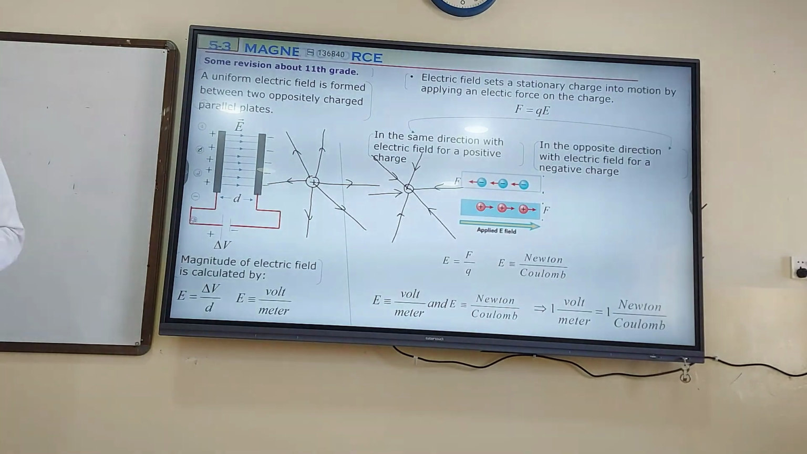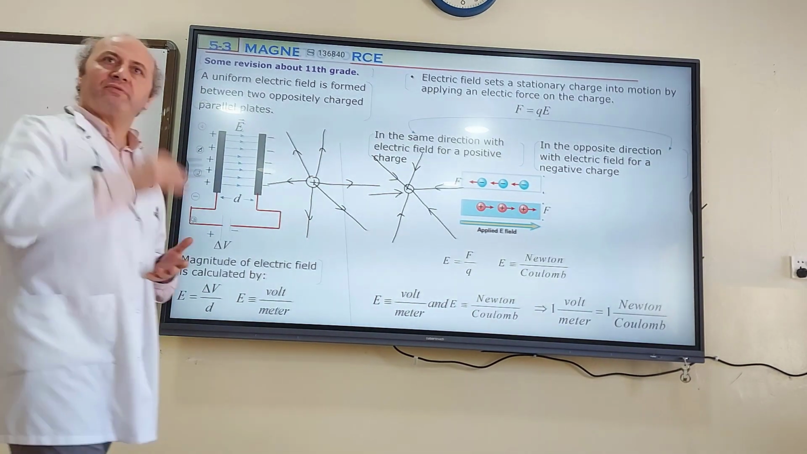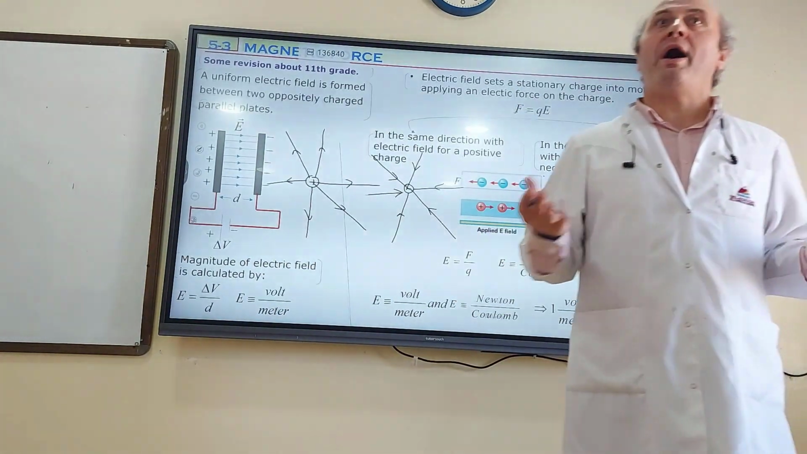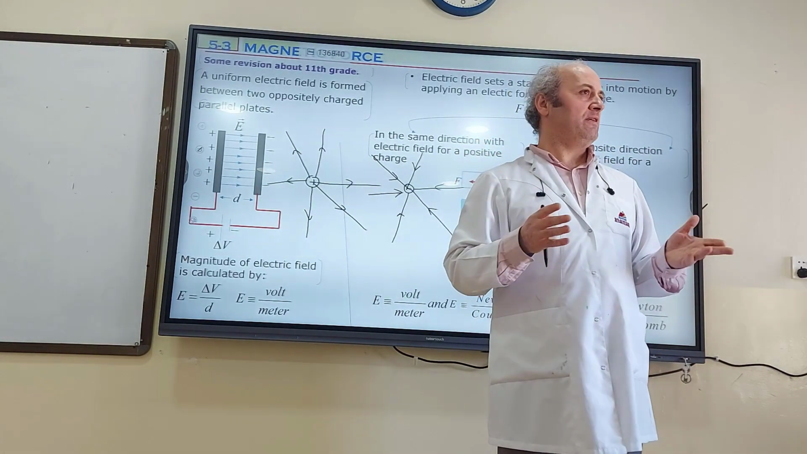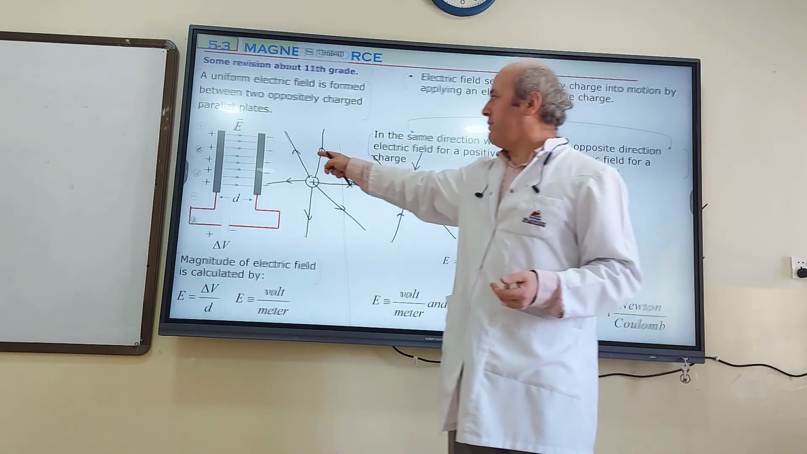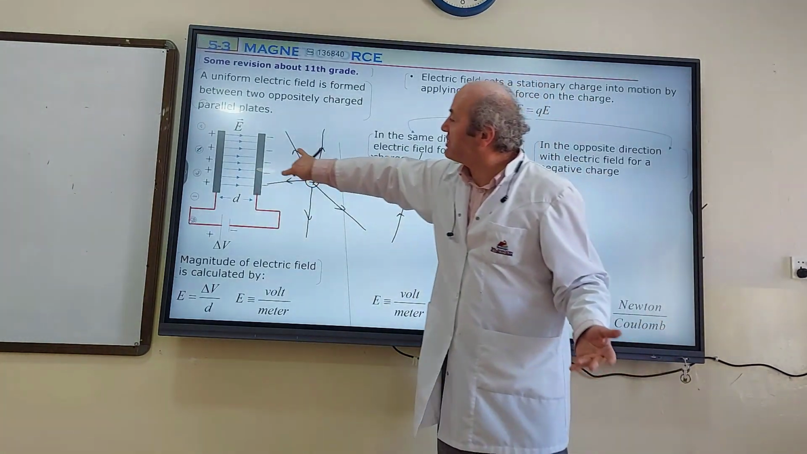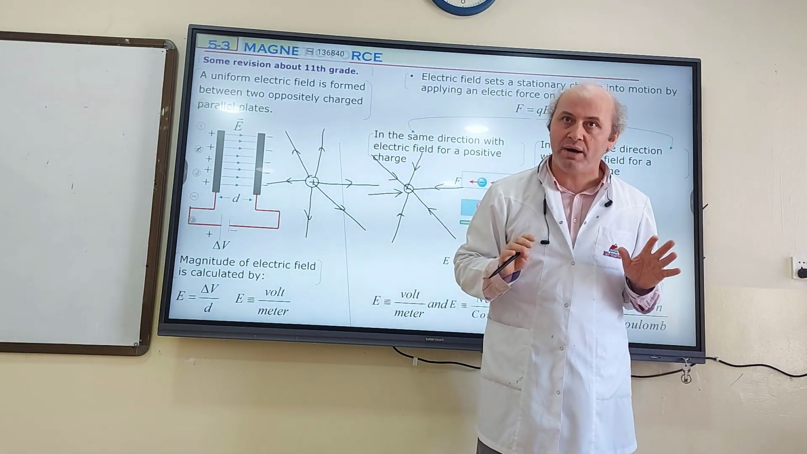Are these electric fields uniform or not? Remember, in solenoid we talked about that inside the solenoid the magnetic field is uniform. Why? Because lines are parallel. If magnetic field lines are parallel, we can say that it is uniform. Tell me now, these lines are parallel or not? Not parallel. This electric field is not uniform around these charged particles because lines are not parallel.